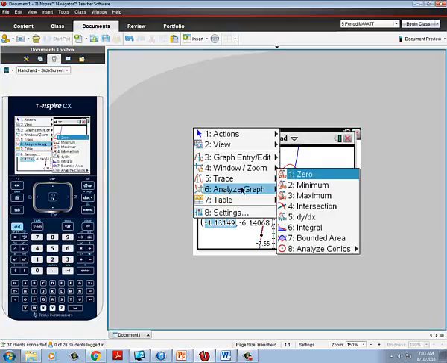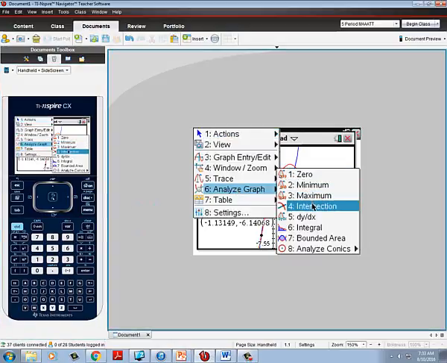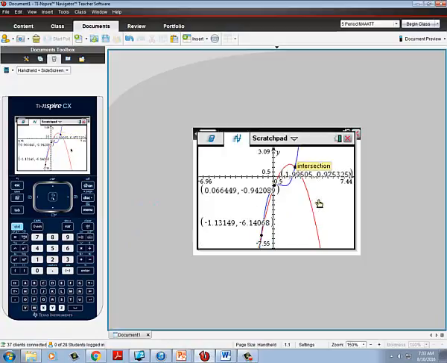All right, I'm going to do it again. Menu, analyze graph, intersection. There's my next one. Write 3 decimal places down, cut it off, so 0.066 and negative 0.942. All right, and then menu, analyze graph, intersection. I've got 1.995 and 0.975. Yep, those 3 points. That's all you're going to do on this one.